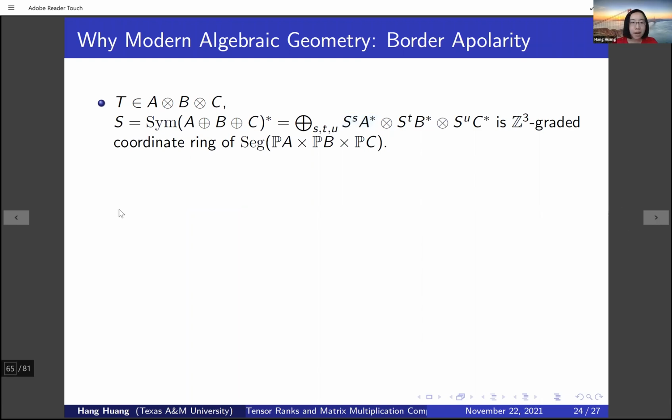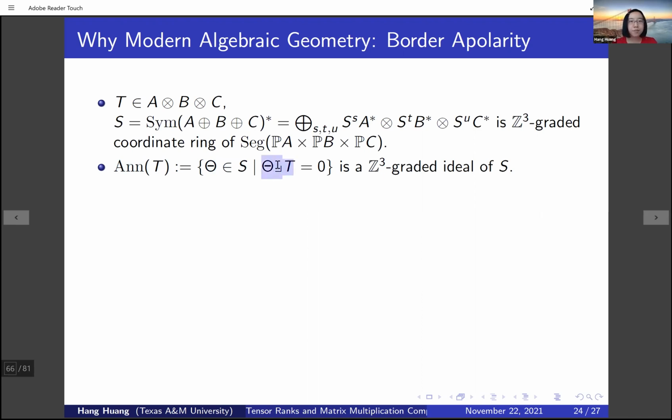So I can talk about what is called the annihilator of my tensor. This will consist of all the differential operators in S such that they annihilate my tensor. This is in fact an ideal, and it defines a Gorenstein algebra with so-called degree (1,1,1). It will be a Z^3-graded ideal of S, and this can be very easily computed if you know your tensor T.